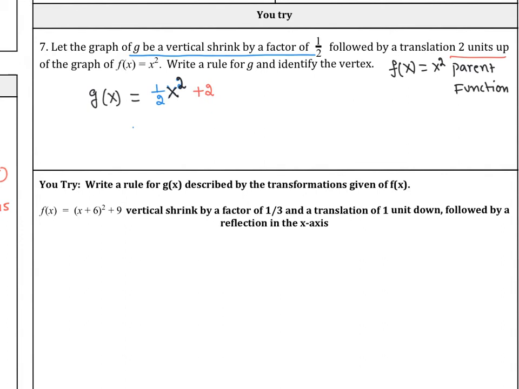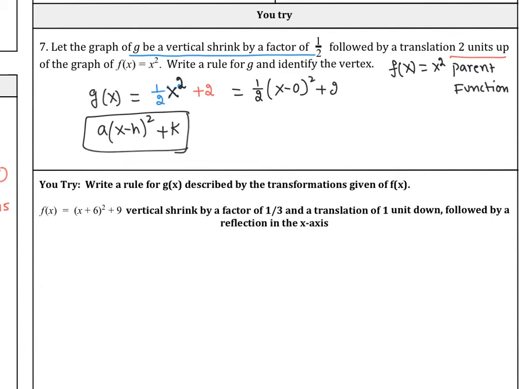Now to find the vertex, we compare with the vertex form, which looks like a times x minus h squared plus k. We rewrite this function as 1 over 2 times x minus 0 squared plus 2. Comparing, h is 0 and k is 2. So the vertex h comma k is 0 comma 2. And the next question is for you to try.